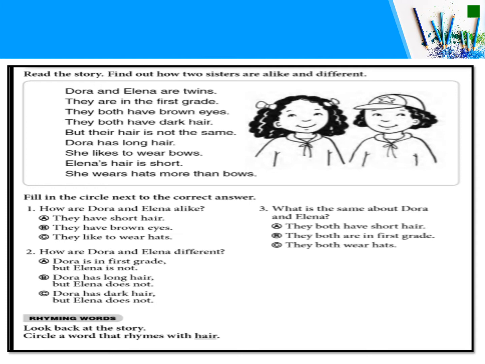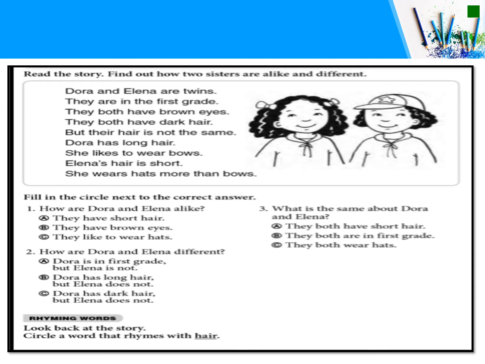But their hair is not the same. Now this is not the same, means it's different. So thumbs down. Dora has long hair. She likes to wear bows. Elena's hair is short. She wears hats more than bows. Okay, so now we found out the similarities and differences between two characters who are Elena and Dora.